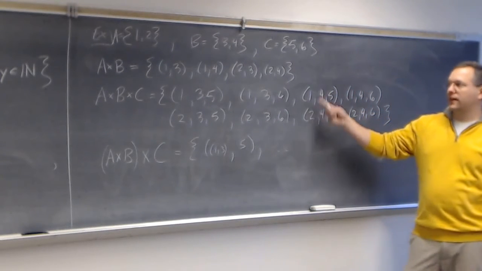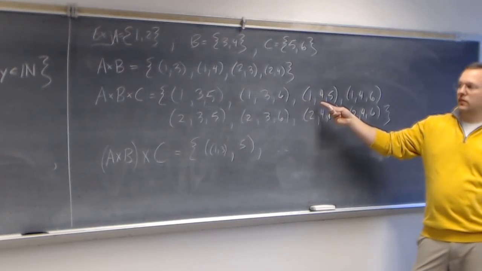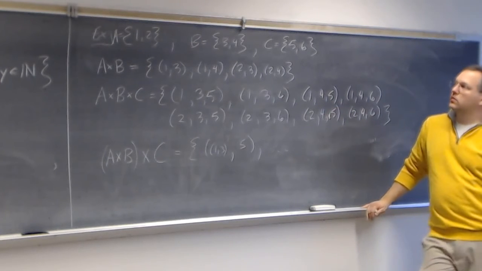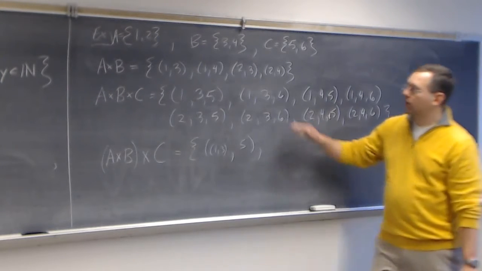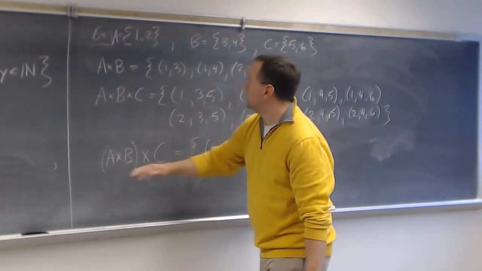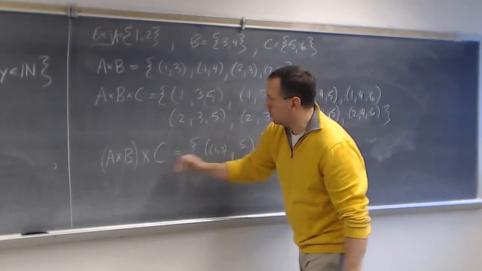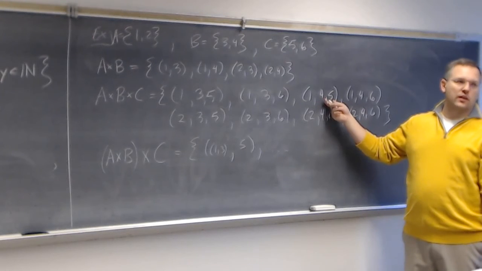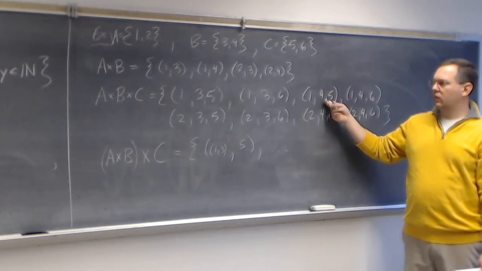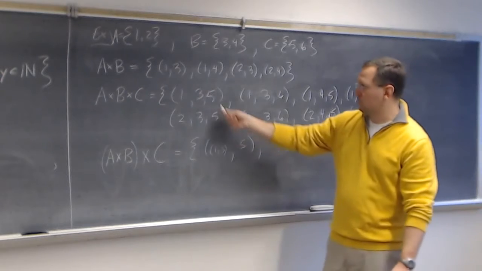So it's slightly different from the previous problem. How many points are there going to be in this set? 8. Yeah, there were 4 points in A cross B, there's 2 points in C, so 4 times 2 is 8. They're going to look very similar to this right here. How will it look different? How does this point look different from this one?